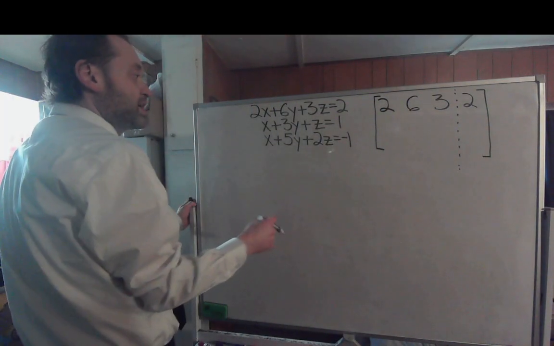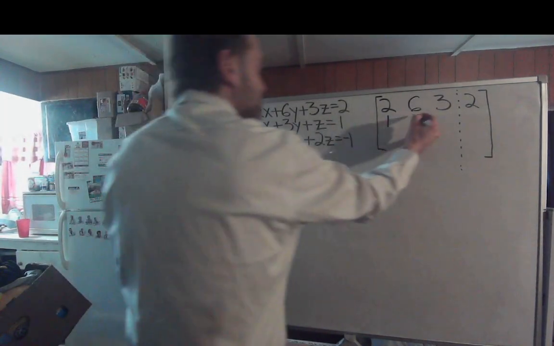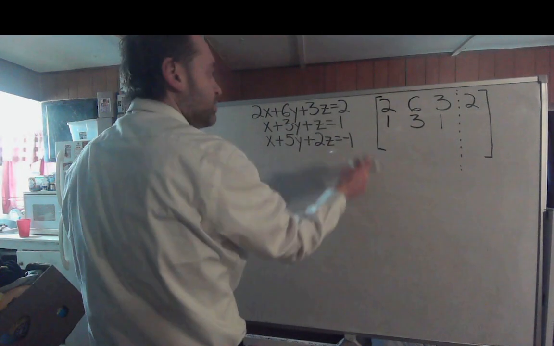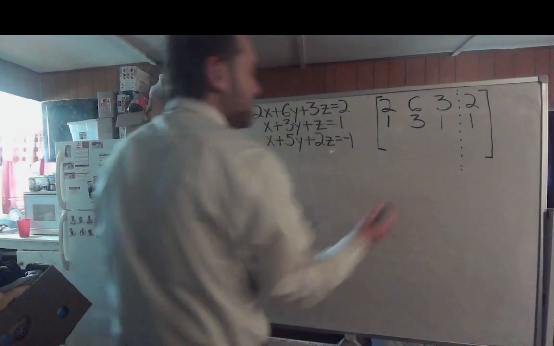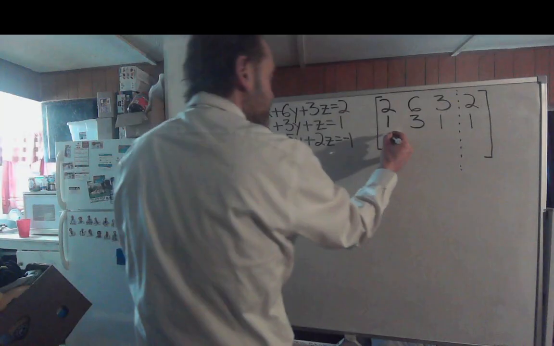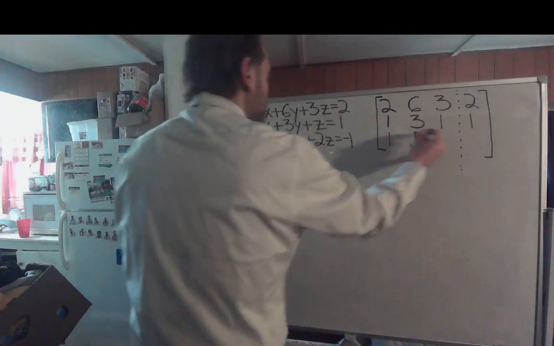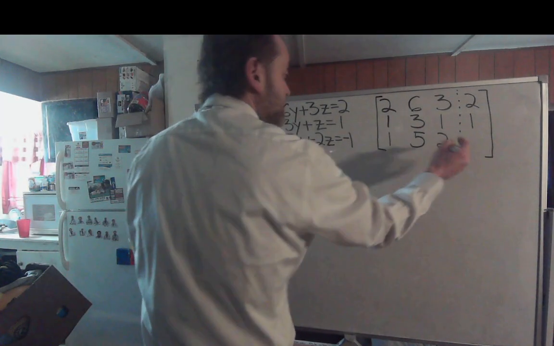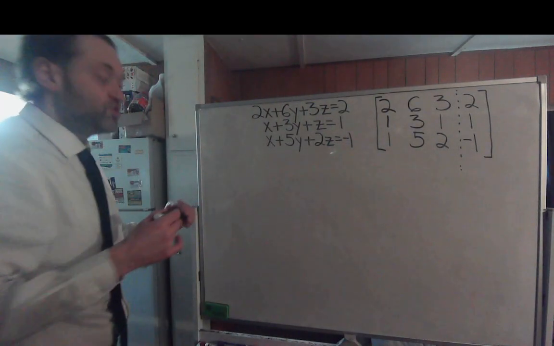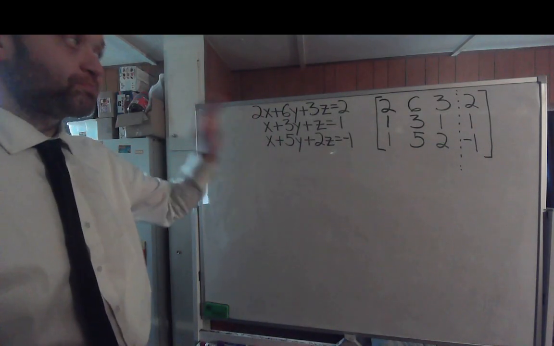Your second row, the x coefficient is 1, the y coefficient is 3, the z coefficient is 1, and then to the right you'll have 1 to the right side of the augmentation line. Now for your third row, your x coefficient is 1, your y coefficient is 5, your z coefficient is 2, and then to the right side you'll have that -1. So we have just set up the augmented matrix that represents the system.